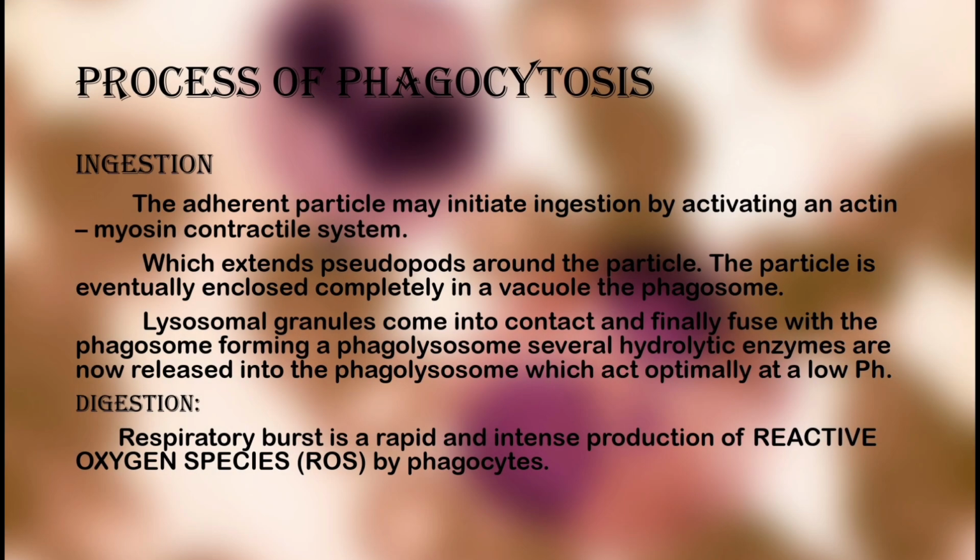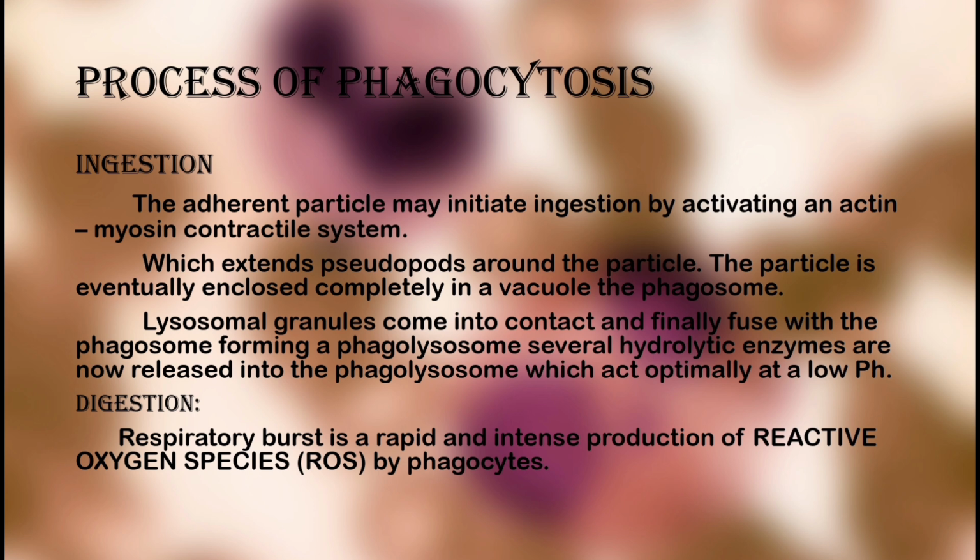Ingestion. The adherent particle may initiate ingestion by activating an actin and myosin contractile system, which extends pseudopodia around the particle. The particle is eventually enclosed completely in a vacuole, the phagosome. Lysosome granules come into contact and finally fuse with the phagosome, forming a phagolysosome. Several hydrolytic enzymes are now released into the phagolysosome, which act optimally at a low pH.